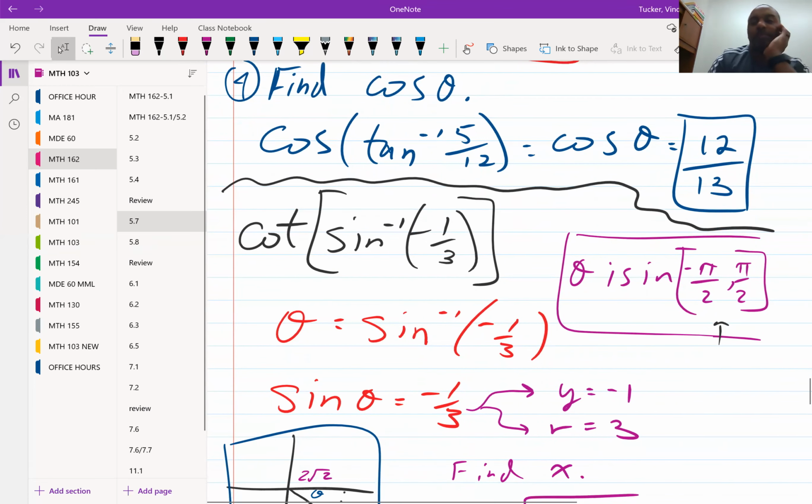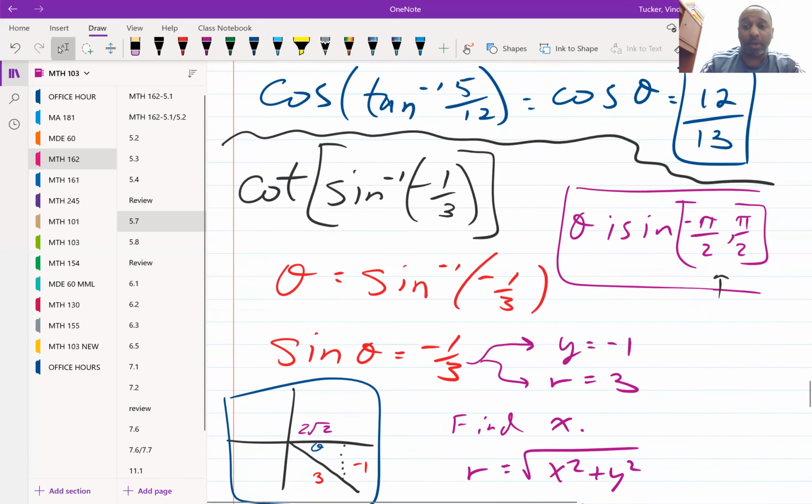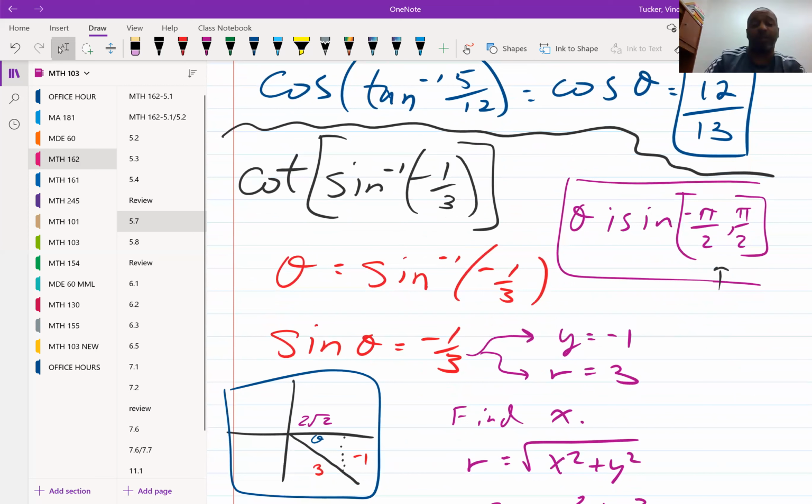All right. And that just tells us what quadrants we could possibly be in. Once again, if you're talking about negative π/2 to π/2, that is either the first or fourth quadrant.